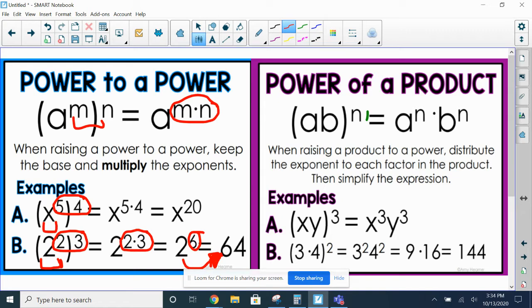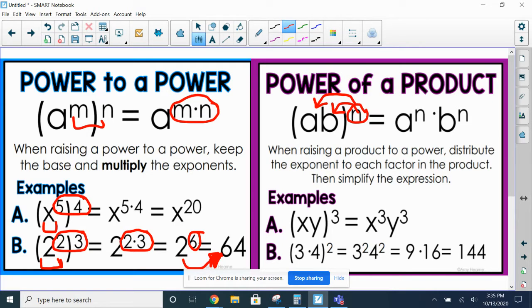So I lumped these two together, and here is why. Let's look at our power of a product. Our power of a product is exactly the same thing. The only difference is instead of having one base inside those parentheses like we did in the power to a power, we are going to have more than one base. So we are going to distribute this power into every single base. So we are still multiplying our exponent. You're just multiplying it to the exponent of every single base in the parentheses.